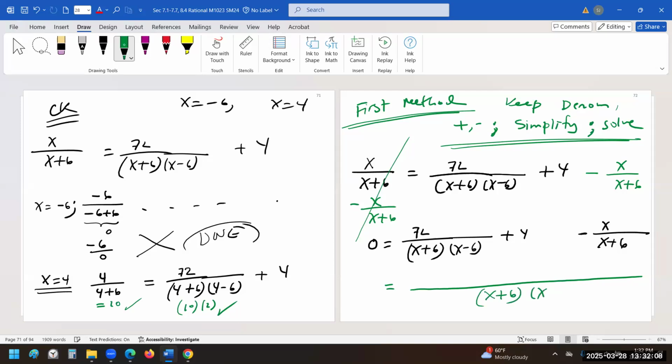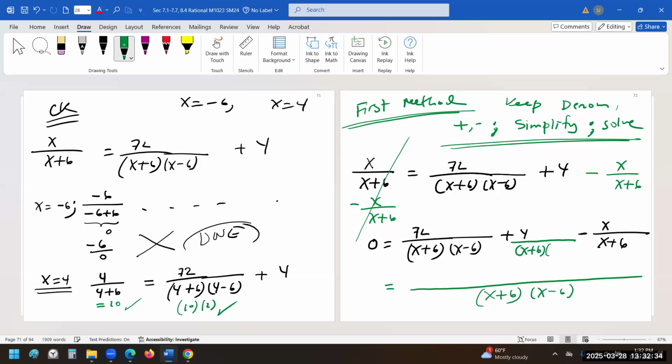X minus 6. Now remember, I'm not going to get rid of the denominator. I want to add and subtract, simplify, and then solve. That means we want the LCD on every denominator. Do you have the LCD on the first denominator? Yes. Do you have the LCD on the second denominator? No.